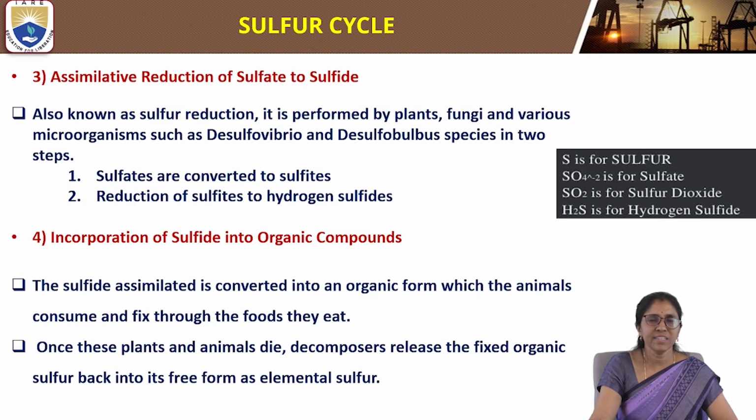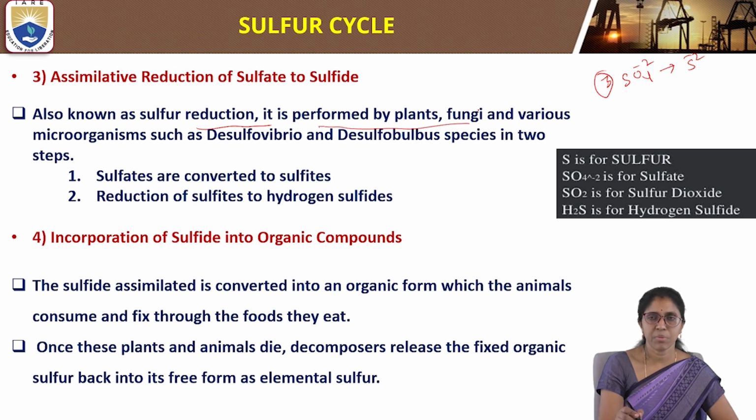The third step is assimilative reduction of sulfate to sulfide. In the first two steps, sulfur undergoes oxidation. In the third step, it undergoes reduction: sulfate undergoes reduction and forms sulfide. So this is also known as sulfur reduction.